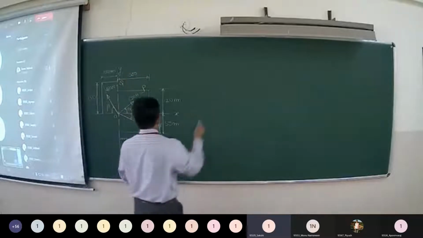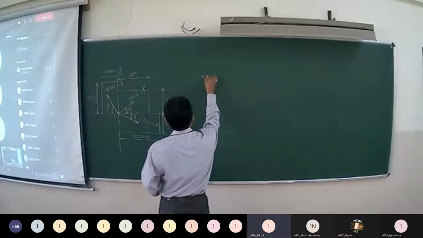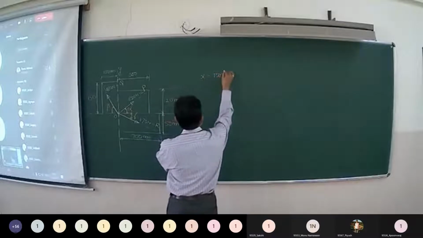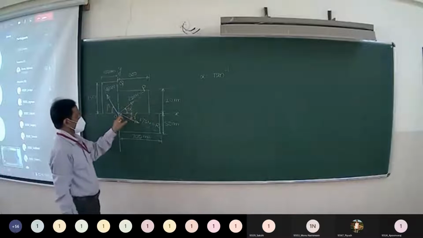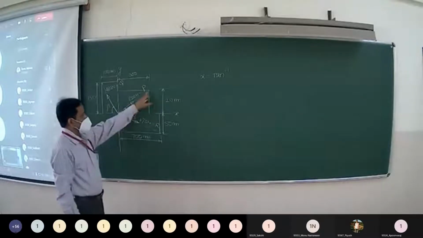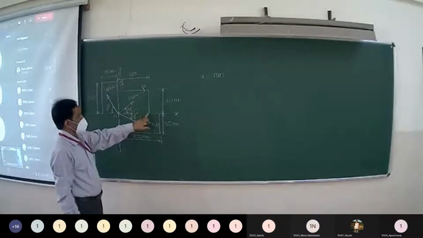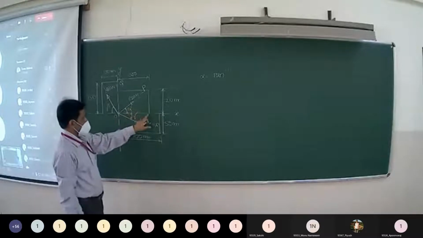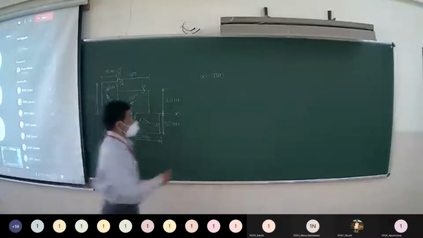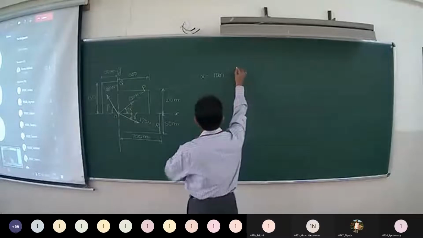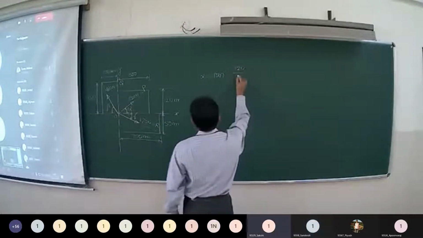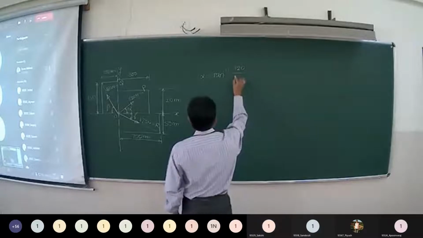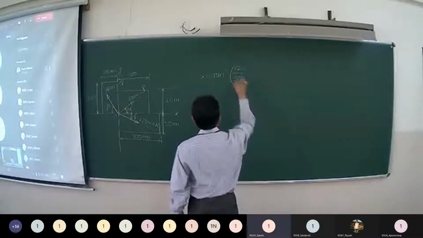So now you have alpha is equal to tan inverse. See this right angle triangle. So tan alpha is equal to opposite side, that is 120, upon adjacent side, that is 500. So alpha is equal to tan inverse 120 upon 500.